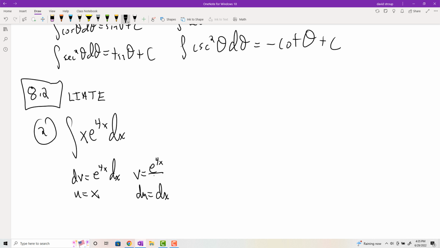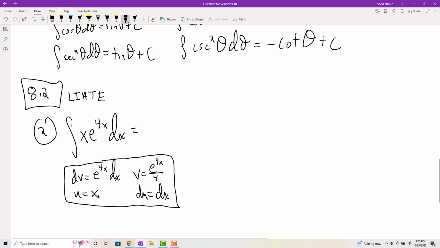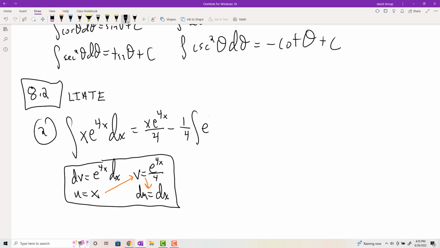over 4. And then I could go ahead and do my arrows, right? So it's u times v, this times this, minus v du, that times that. So I'll have xe to the 4x over 4 minus, and you can factor out 1/4, and then you just have the integral of e to the 4x dx. Okay, so hopefully you can do that second integral then.